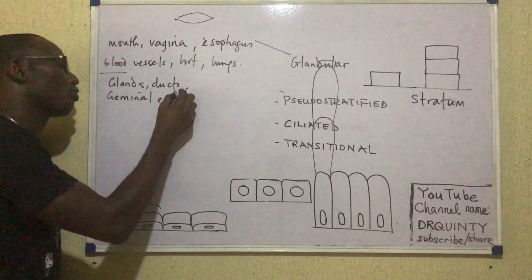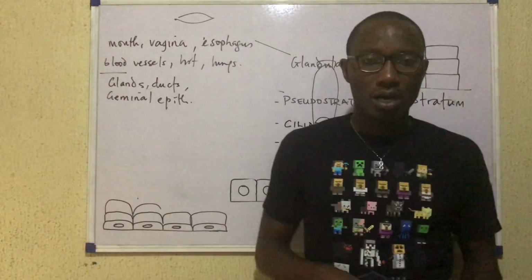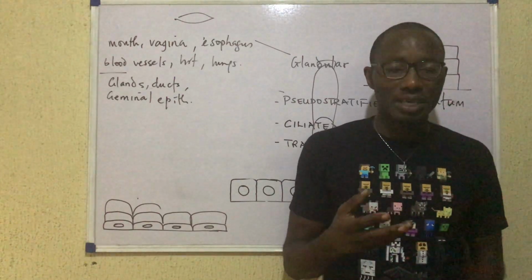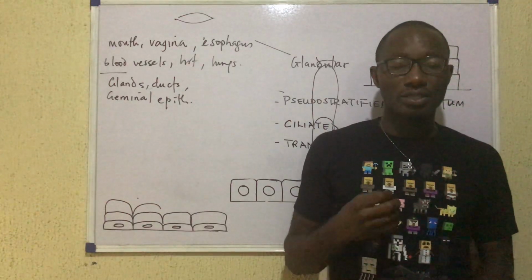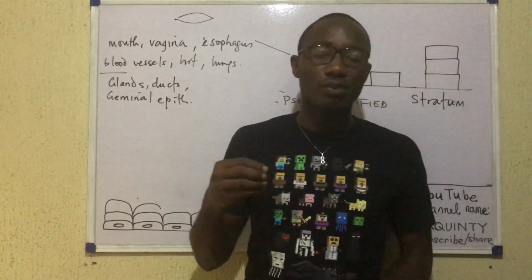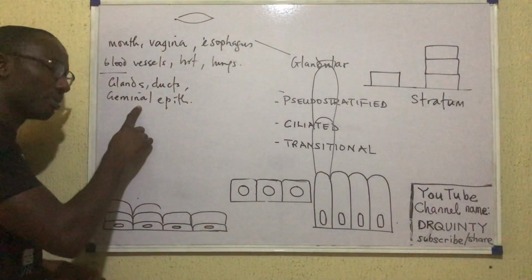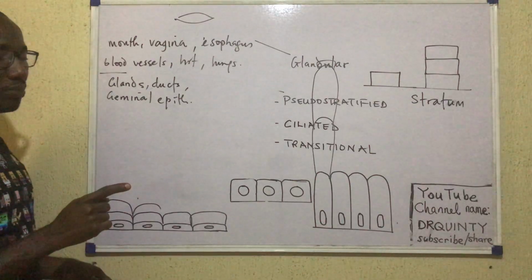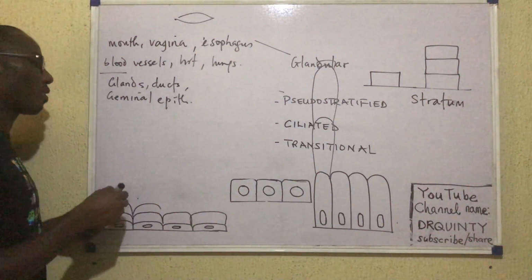Germinal epithelium. What do you mean by germinal epithelium? That's the lining on the gonads where the germ cells are located. Germ cells are the precursors of the gametes. They are the cells from which the gametes are formed. So these germ cells are found in the germinal epithelium, and that germinal epithelium is usually made up of what type of epithelial cells now? Yeah, cuboidal, that's the correct thing.